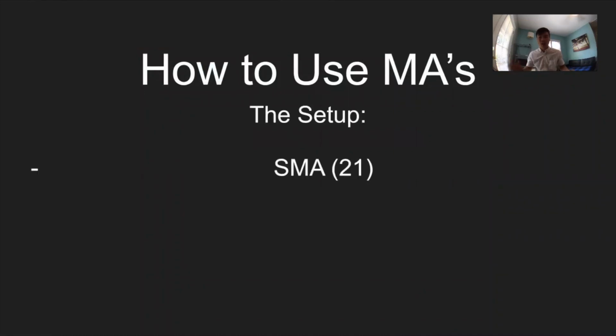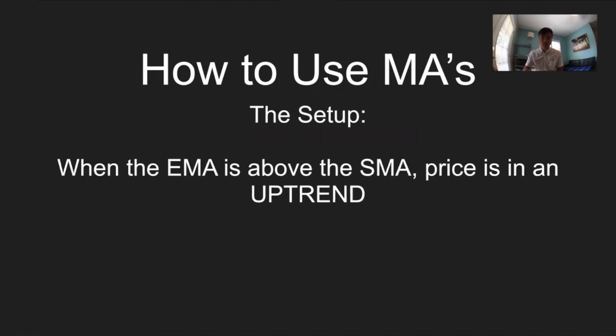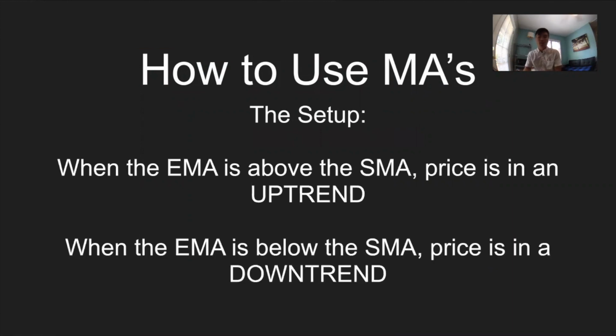All right, so how to use moving averages. The setup I like to use is this. I like to have a simple moving average set to 21. I like to have an exponential moving average set to 9. So when the EMA is above the SMA, that means price is in an uptrend. And when the EMA is below the SMA, price is in a downtrend.